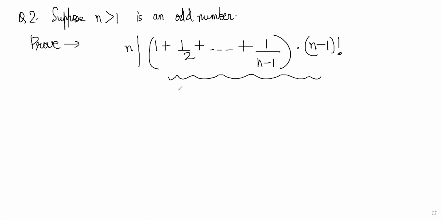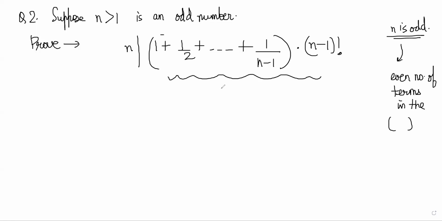So for example, if you think about it, here n is odd. So the number of terms here is 1 to n minus 1. So the number of terms inside the bracket is an even number of terms, right? Great. So you can group up two terms from here. We can always take pairs of two terms. One term is 1 by k and one term is 1 by n minus k, right?